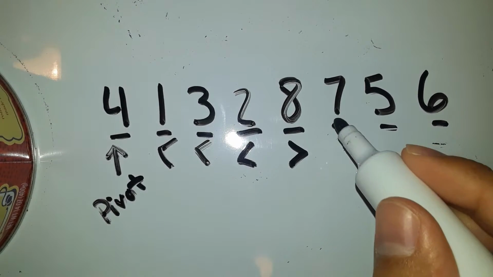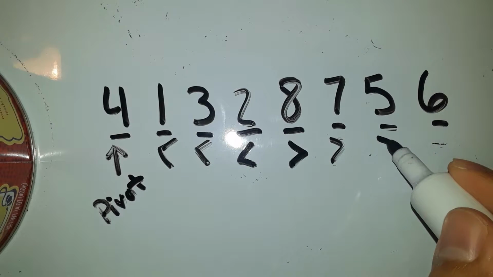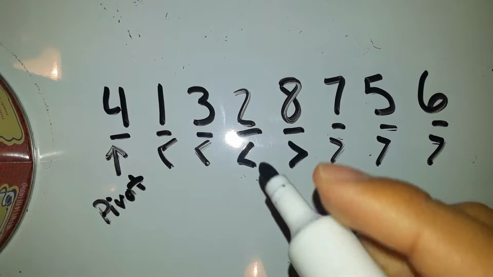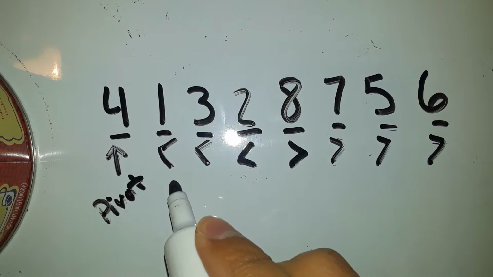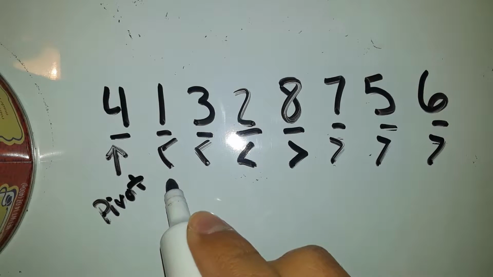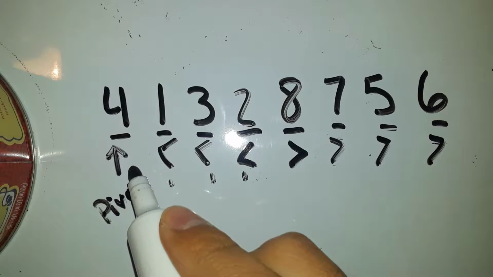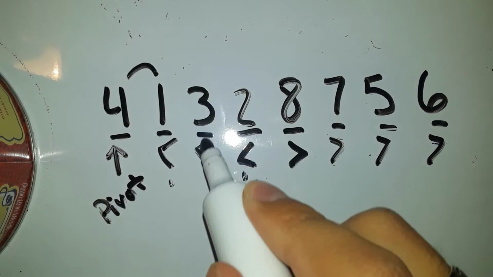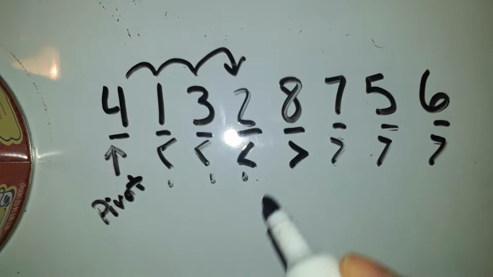Okay? Is 7 less than or greater than 4? It is greater than. 5, of course, is greater than, and so is 6. Now, the next part of quicksort is we're going to count how many less thans there are. 1, 2, and 3. So we're going to swap the pivot 3 spaces over. So we're going to swap it 1, 2, and 3. We're going to swap it here.